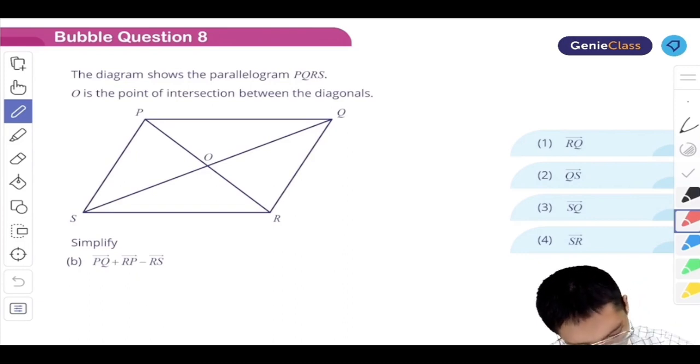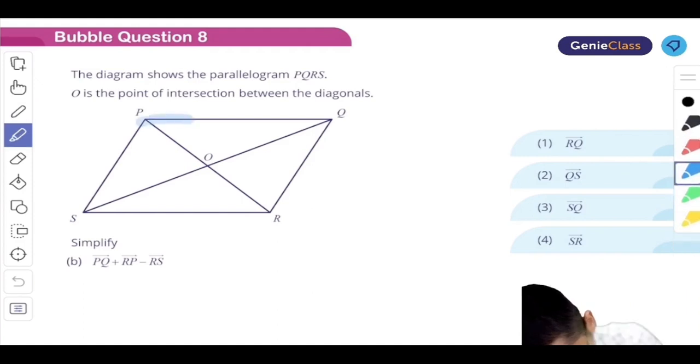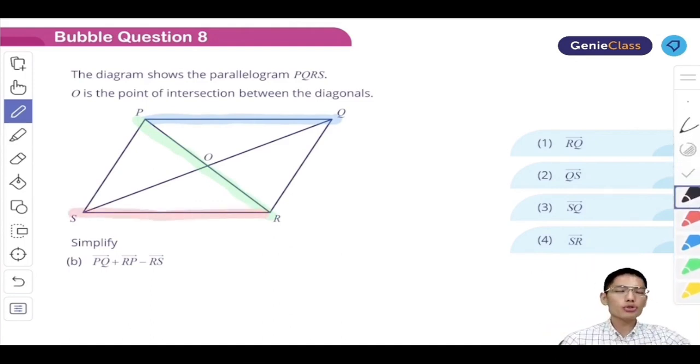Again, draw out my vectors. I have PQ, I have RP, I have RS in the opposite direction. So these are the lines. I will not draw the arrows because otherwise it's too obvious. So what do we have? Last 30 seconds. Let me draw for y'all: I have PQ, I have RP, but I have RS in the opposite direction. So what do I have? This should be quite straightforward already, I hope. Last 10 seconds.